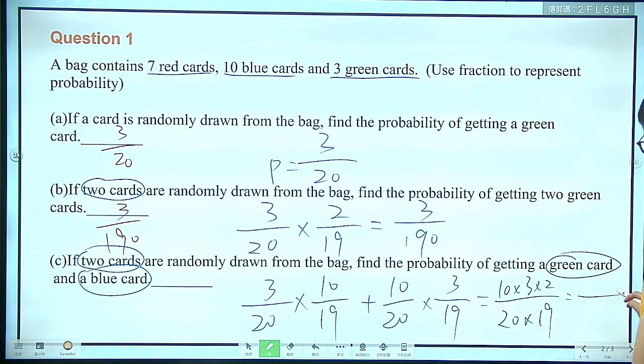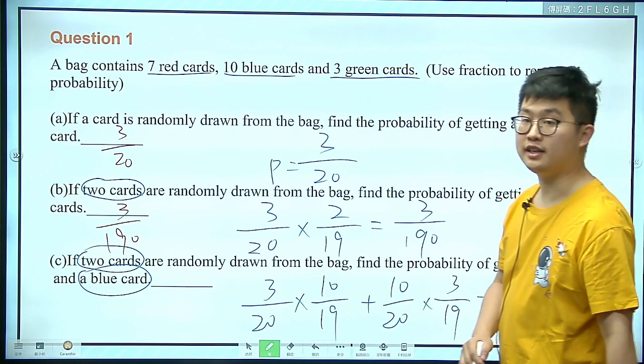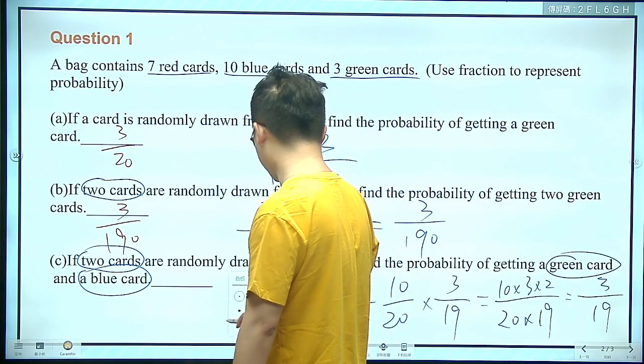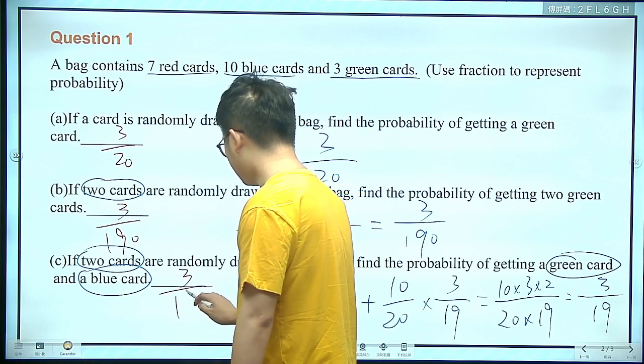And it would be 3 over 19, all right? This is the probability, 3 over 19.